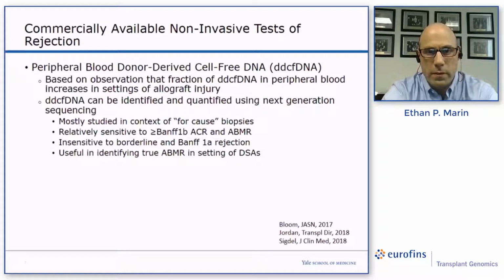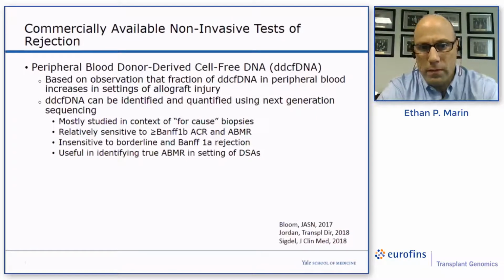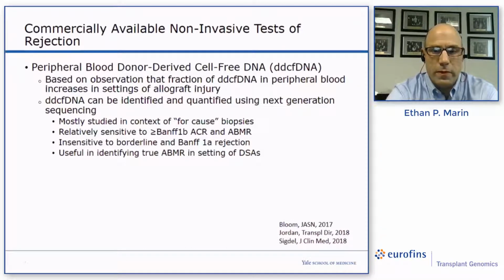Most of the studies have been done in the context of for-cause biopsies. And the data have shown that cell-free DNA is pretty good at detecting rejections that involve the vasculature, such as advanced cellular rejections and antibody-mediated rejection. It's also useful in determining whether antibody-mediated rejection is present in the setting of de novo DSA development. However, these tests have not been well studied in the context of normal graft function and have been shown to be relatively insensitive to picking up more subtle forms of cellular rejection, such as BANFF 1A and borderline rejections.